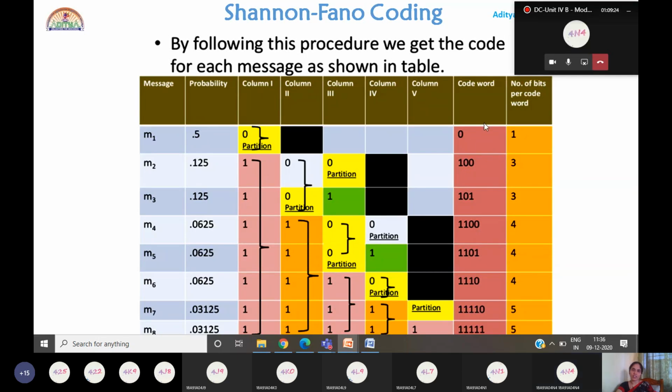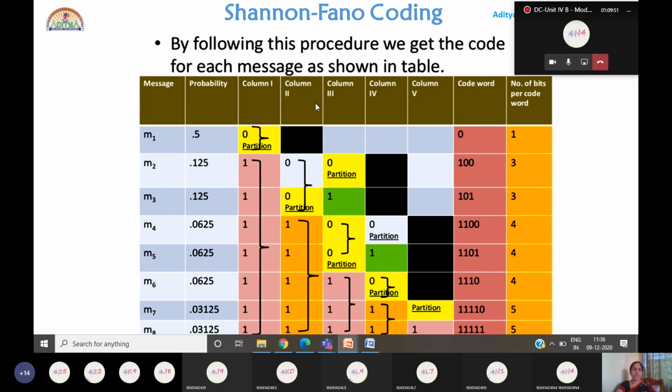What is the code word length for M1? M1 is 1. M2 has 3 bits, so 3. M3 is 3. M4, how many bits are there? M5 is 4, M6 also 4, M7 is 5, M8 also 5. Okay. Like that you will calculate the code word length, and the units for the code word length are bits.